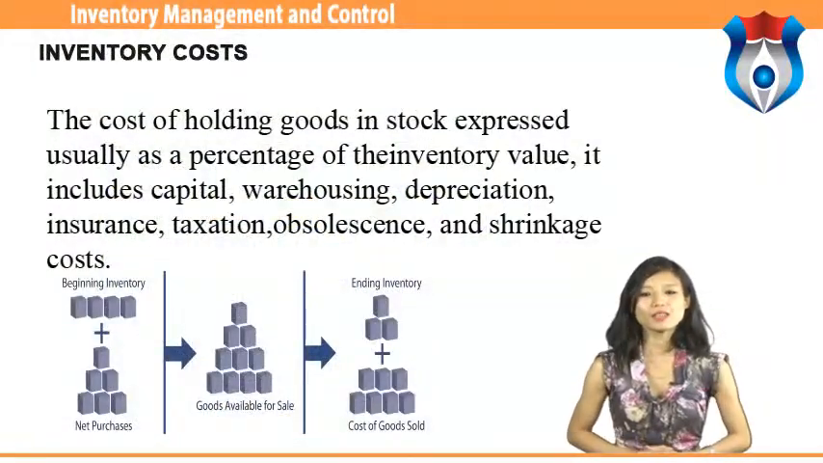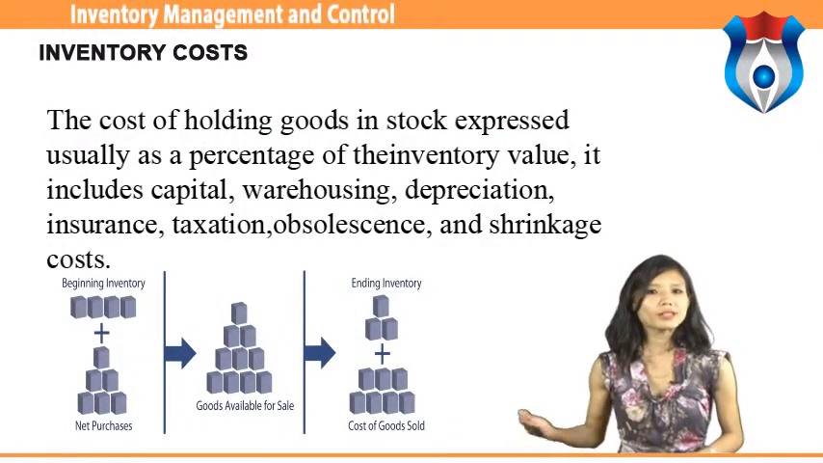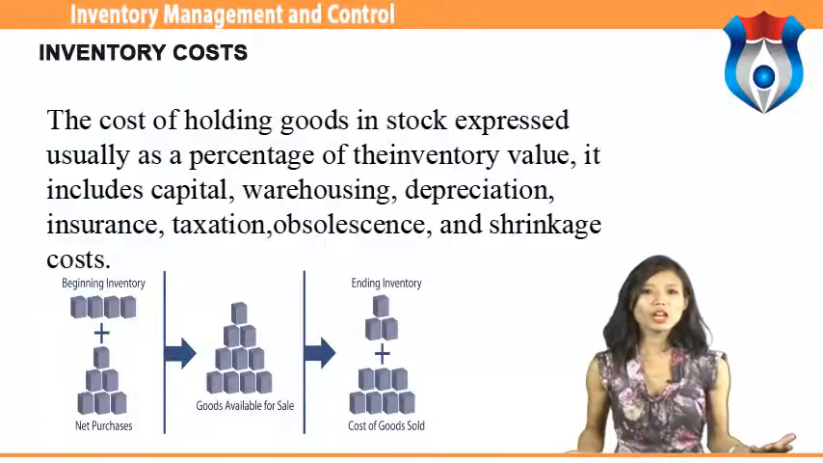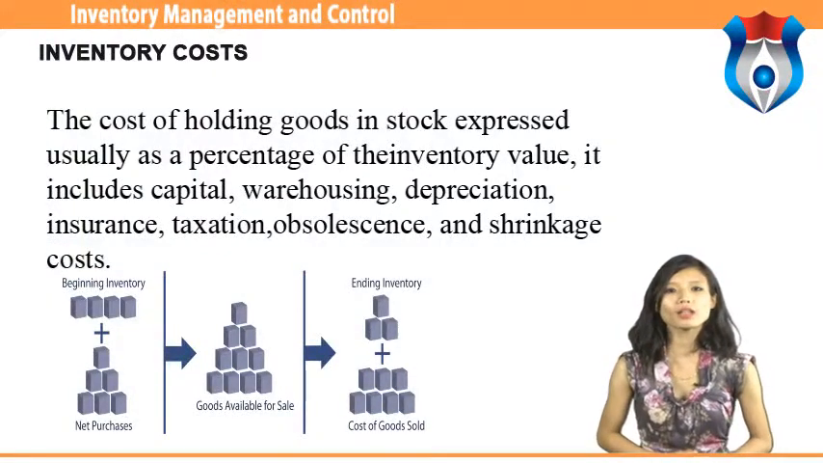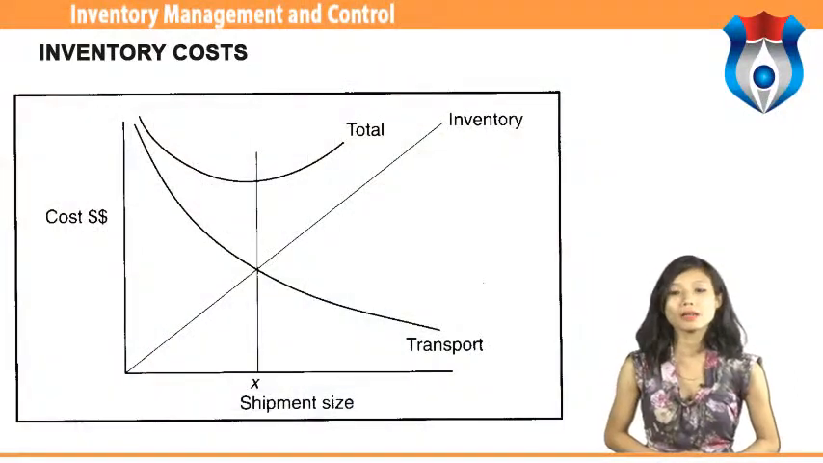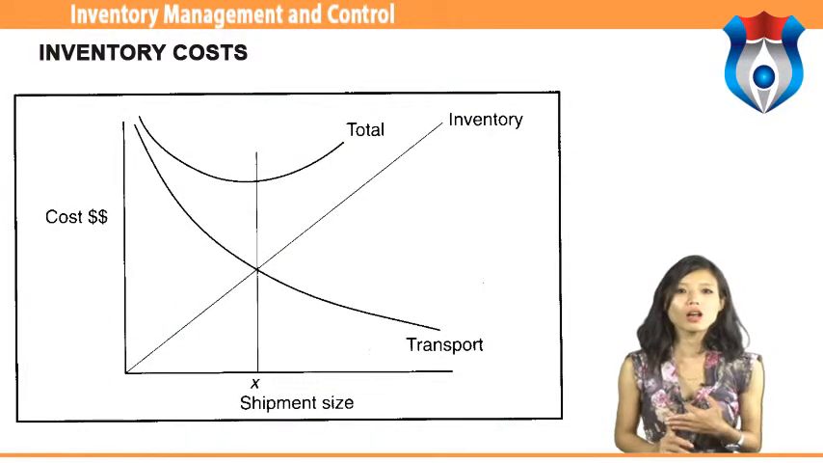Now we will discuss the inventory cost. The cost of holding goods in stock, expressed usually as a percentage of the inventory value. It includes capital, warehousing, depreciation, insurance, taxation, obsolescence, and shrinkage costs. Inventory costs are basically categorized into 3 headings: ordering costs, carrying costs, and stock out costs, or cost of replenishment.